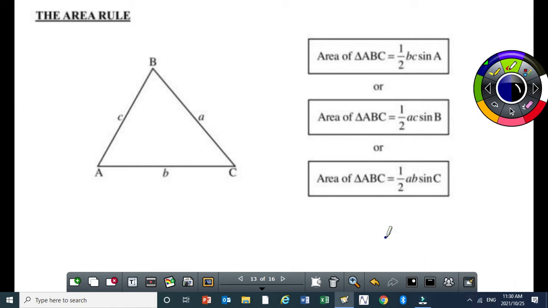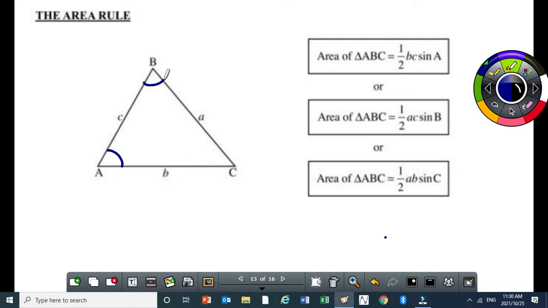The area of any triangle ABC can be calculated by the formula. If angle A is given, then the length of AC must be given and the length of AB must be given. In that case, the formula becomes half BC sine A. If you are given the size of angle B, then the length of AB and the length of BC must be given, and the formula for the area of the triangle becomes half AC sine B.